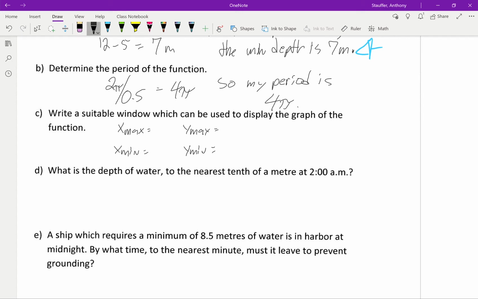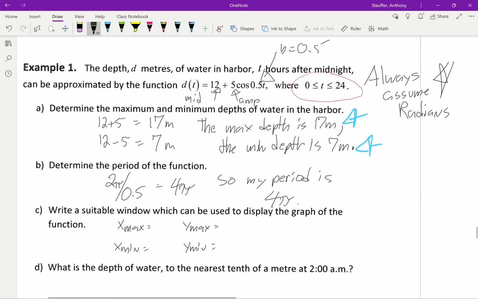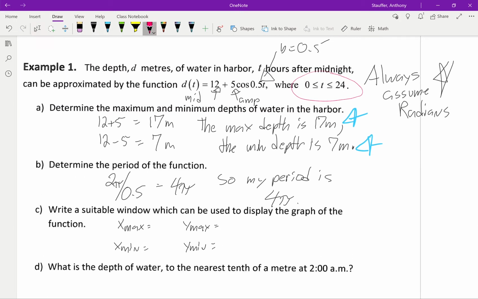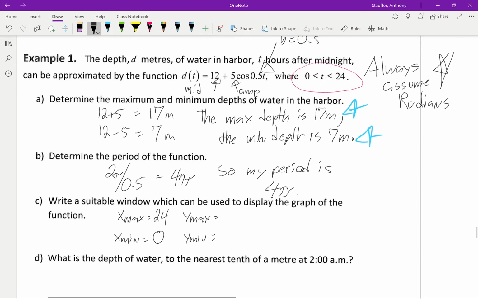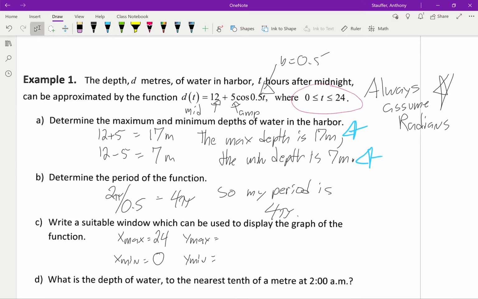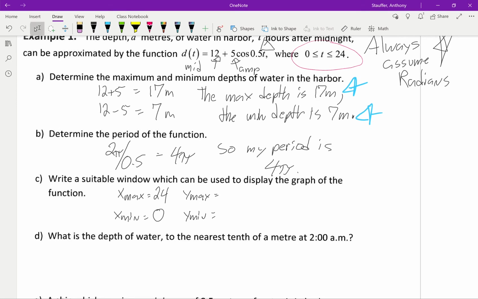Sorry about that weird cutoff, but again, we're looking for the x max, the x min, the y max, and the y min. So we see that we have the 0 to 24. Since that's going to be my x values, my x minimum is 0 and my x maximum is going to be 24. For my y minimum and my y maximum, we have that the max depth is 17 and the minimum depth is 7. So I'm just going to start my y at 0, and then we're going to go up to about 20. I like to give a bit of room on either side.